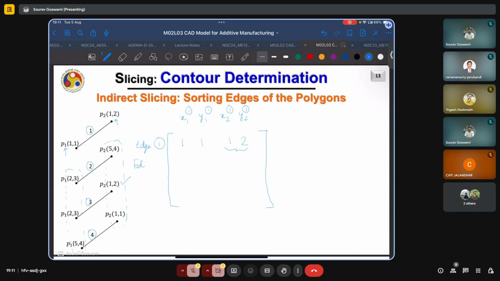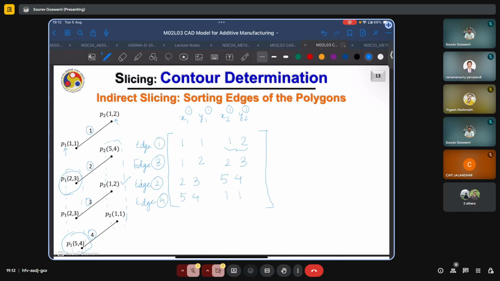So in this connectivity matrix, edge 3 will come next, and we write the point which it links up with, 1 comma 2, then the other point 2 comma 3. Again we are looking for point 2 comma 3, and we see that it is available here. So this is edge 2, 2 comma 3, and its other point 5 comma 4. Now we look for 5 comma 4 and find it here. So finally we have edge 4, 5 comma 4, and 1 comma 1.